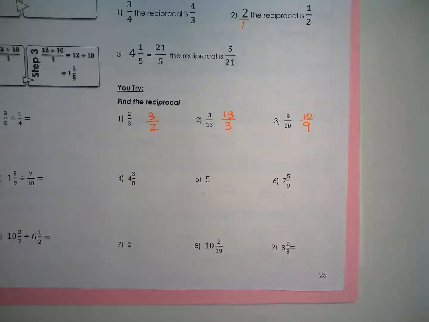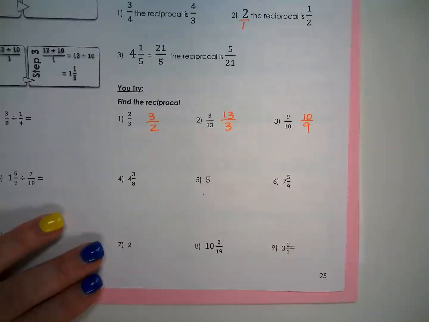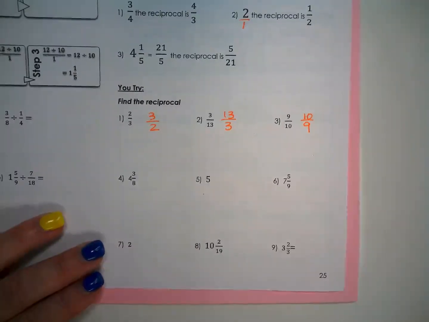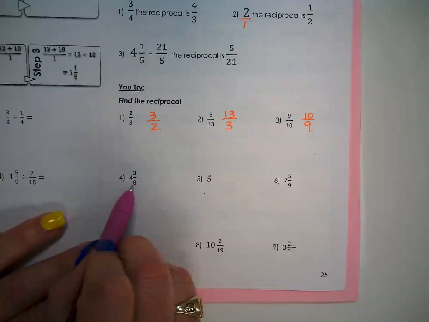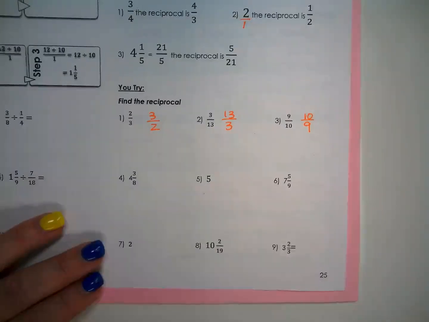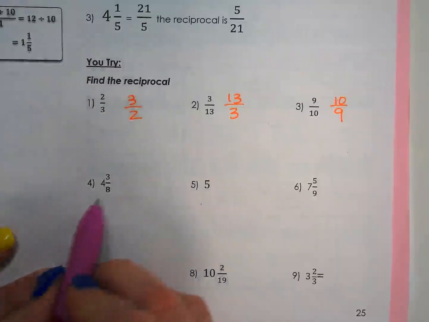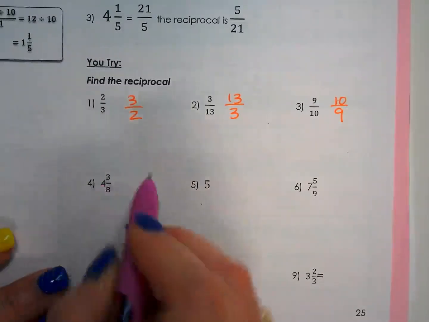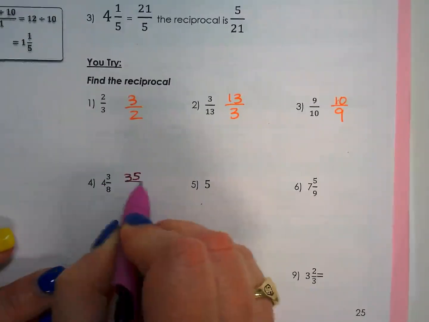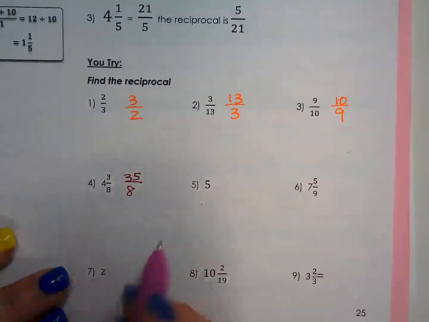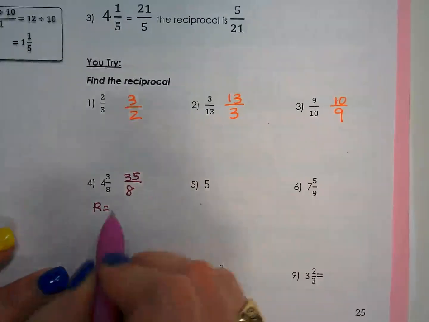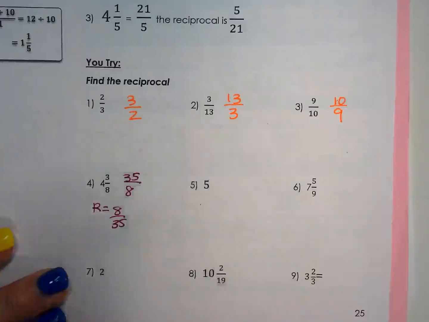All right, number 4. What do we have to do first, Armando? You have to make it into an improper fraction. Okay, and when you do that, walk me through the steps. 4 times 8 is 32, plus 3 is 35. And what's my denominator going to be? 8. Okay, now its reciprocal is 8 over 35. There we go.